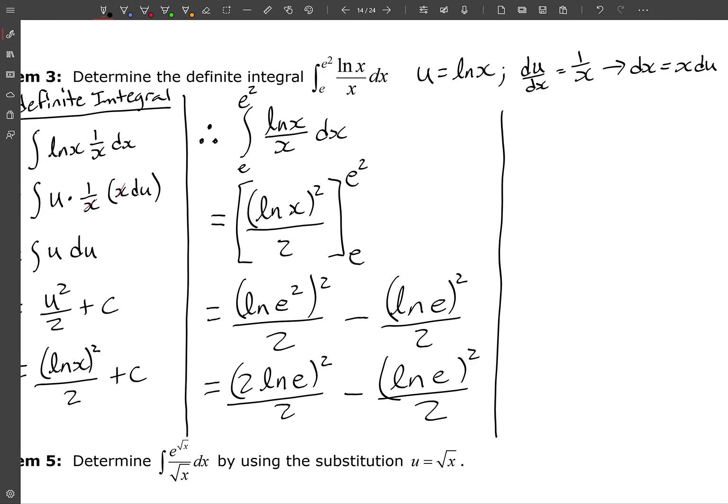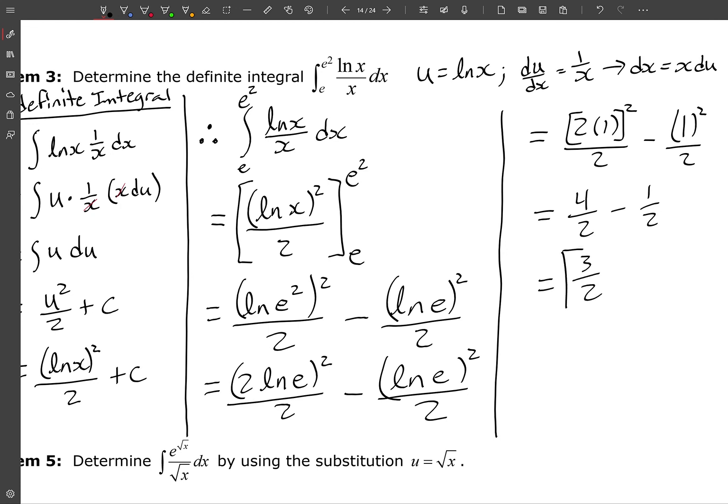All right, almost done. So this is going to be equal to, well, the natural log of e, that's an easy one. Natural log of e is 1, right? Log base e of e is going to be 1. So this is going to be 2 times 1, all to the power of 2, all over 2, minus, again, natural log of e is 1. It's going to be 1 squared all over 2. And that's just 4 over 2 minus 1/2, which is 3/2. And there's our answer. Not so bad.